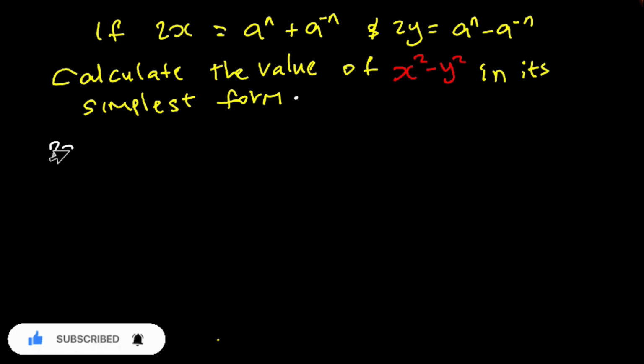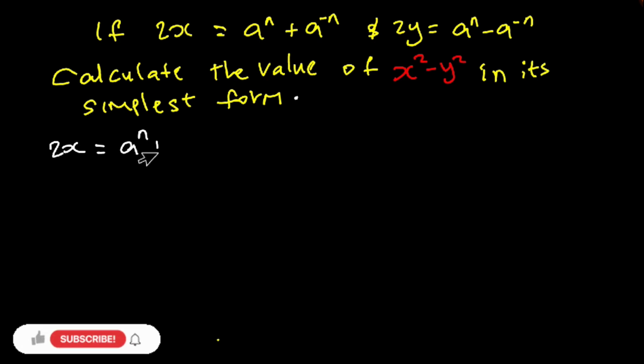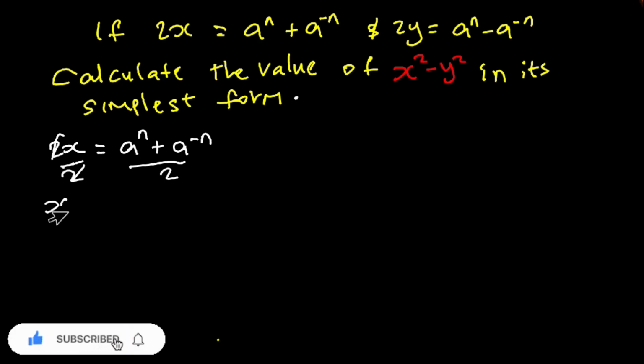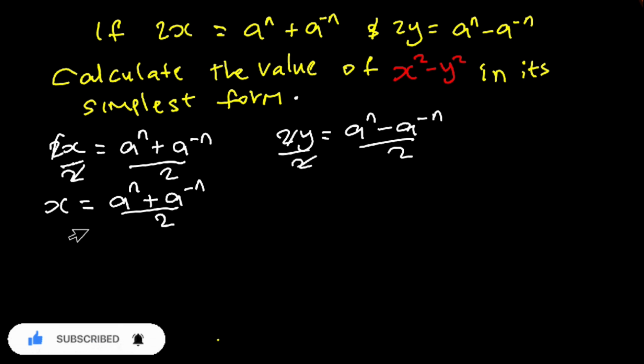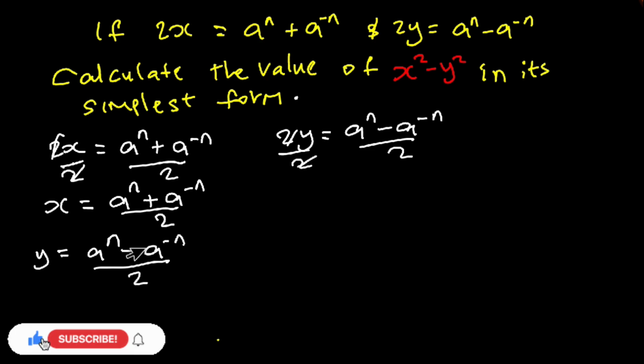So we're given 2x is equal to a raised to the power n plus a raised to the power negative n. So let's divide both sides by 2. And then this and this will cancel. You have that x is equal to (a raised to the power n plus a raised to the power negative n) over 2. So let's also do the same to y. We are given 2y is equal to a raised to the power n minus a raised to the power negative n. Let's divide both sides by 2. So we have that our y is equal to (a raised to the power n minus a raised to the power negative n) over 2.